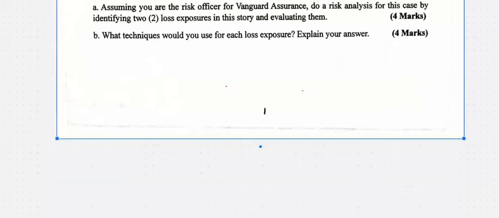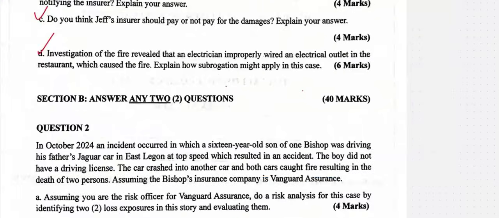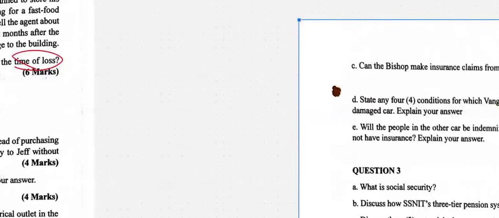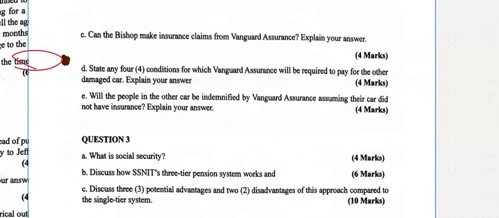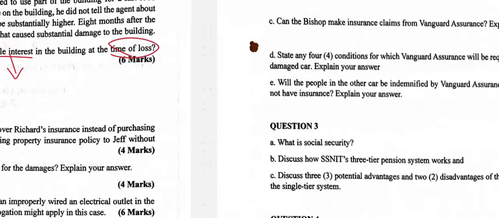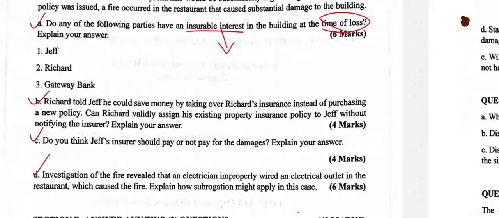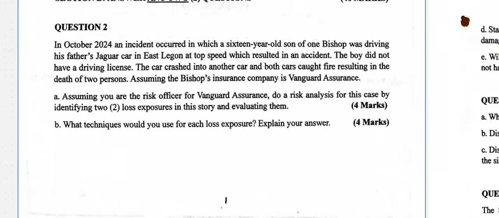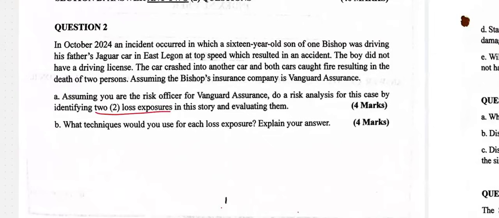Question 2 also has how many marks? Let me go to question 2. It must also have 20 marks. So I'm just taking it from the requirement before I go and read the case study. Assuming you are the risk officer for Vanguard Assurance, do a risk analysis for this case by identifying 2 loss exposures in this story and evaluate them.